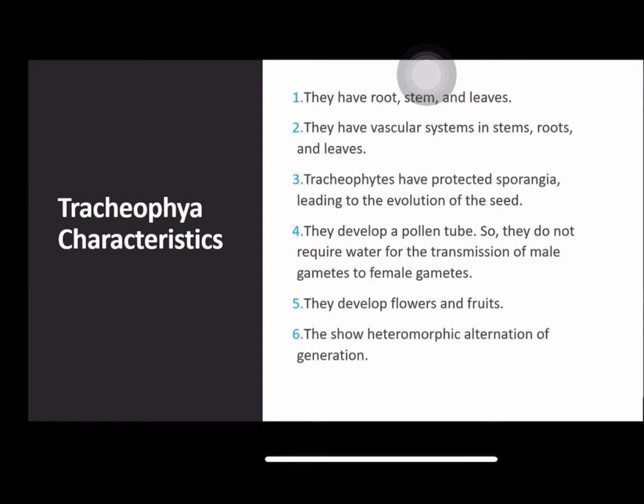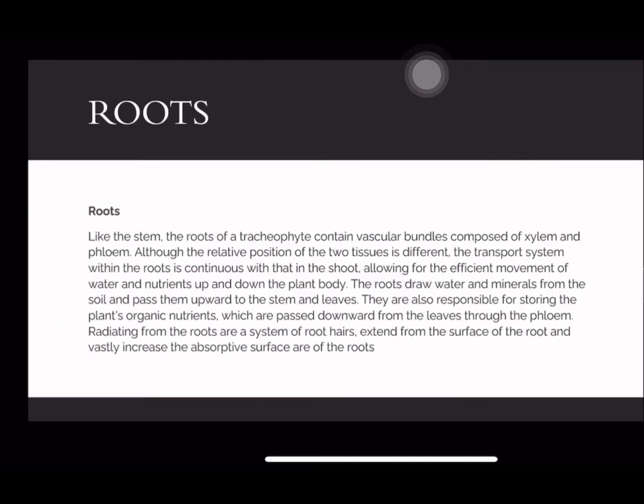These are the Tracheophyta characteristics. They have a root, stem, and leaf. They have a vascular system in the stem, root, and leaf. Tracheophyta have reproductive sporangia, leading to the evolution of the seed. They develop a pollen tube, so they do not require water for the transmission of male gamete to female gamete. They develop flowers and fruit. They show heteromorphic alternation of generations.